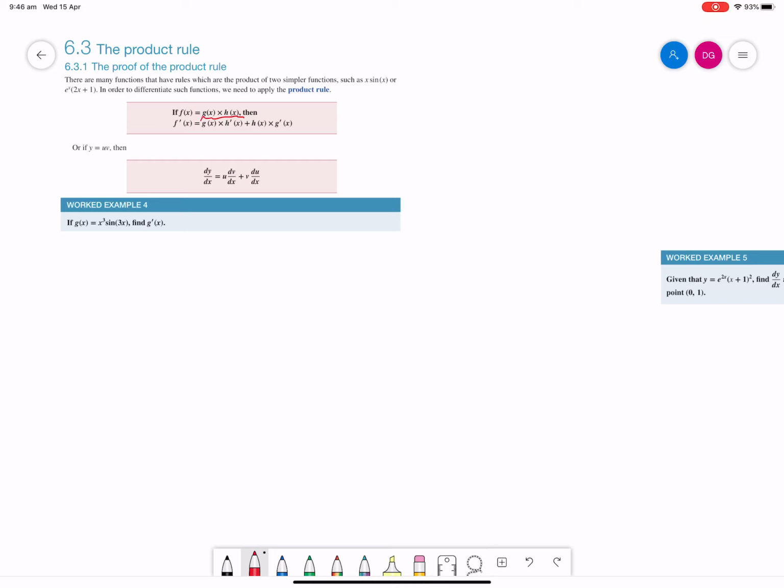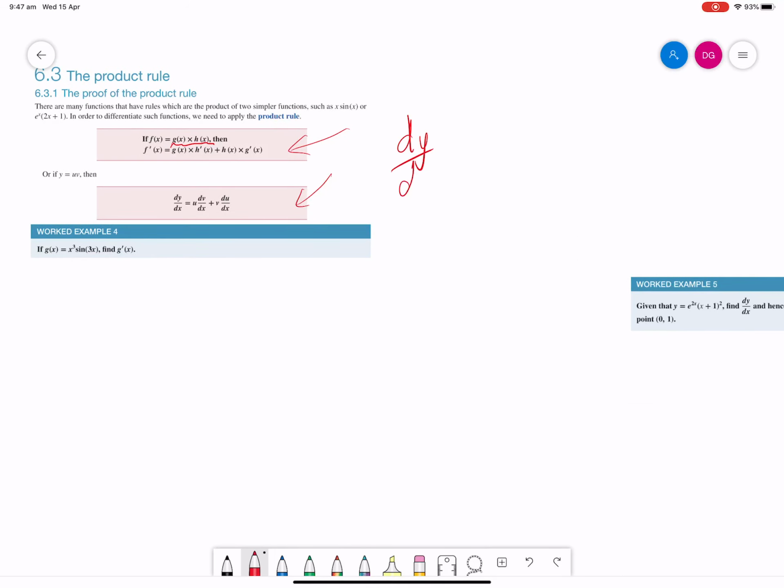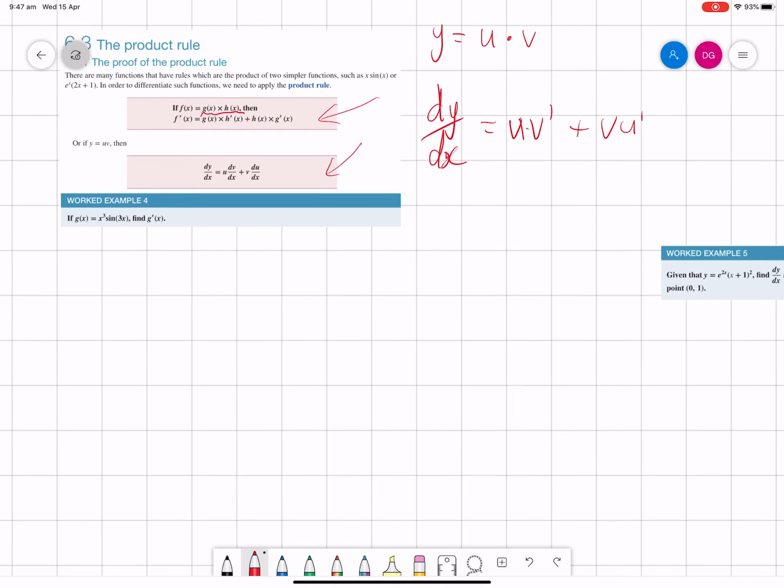Now, in your textbook, it expresses the product rule in two different ways. I like to express it a different way, which I'm going to show you now. If y equals u, which is a function, times v, which is another function, then dy/dx is equal to u times v dash plus v times u dash. So let's have a look at how we can apply that to an example.